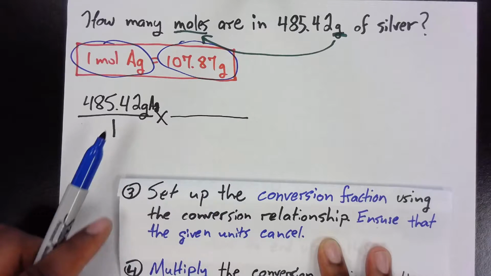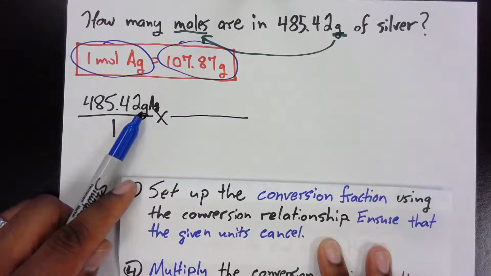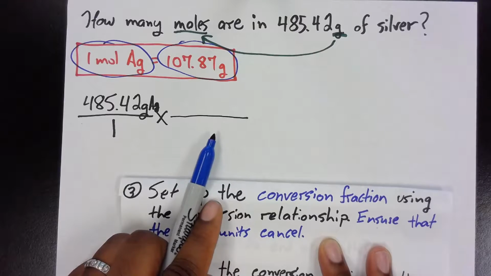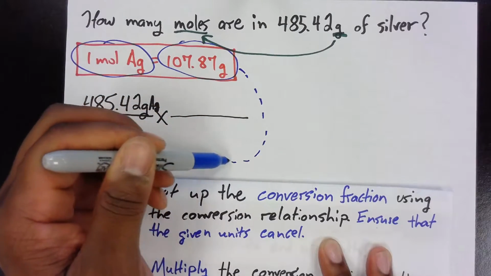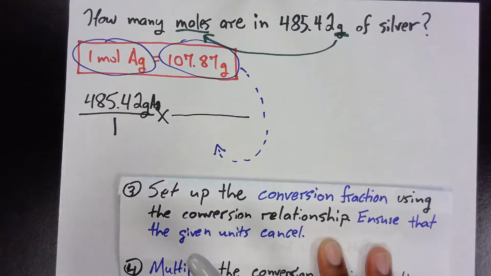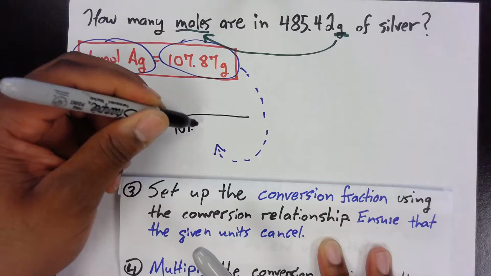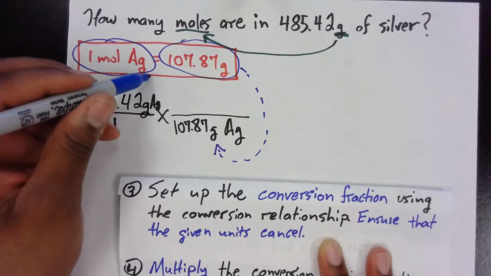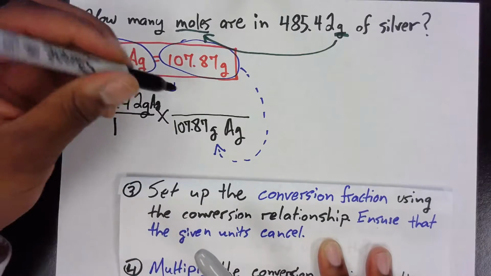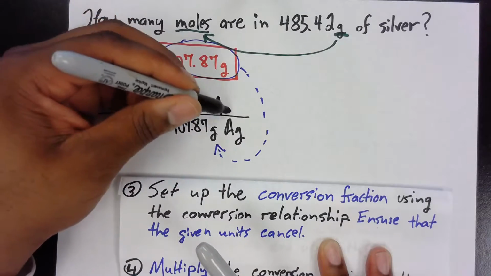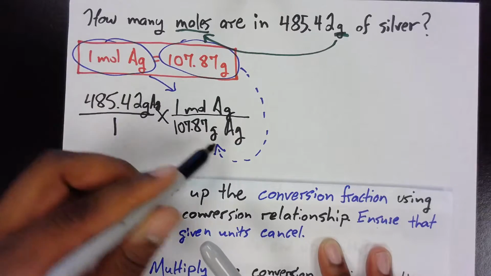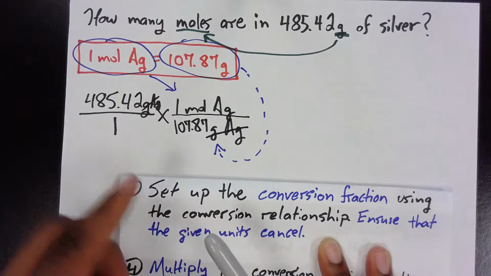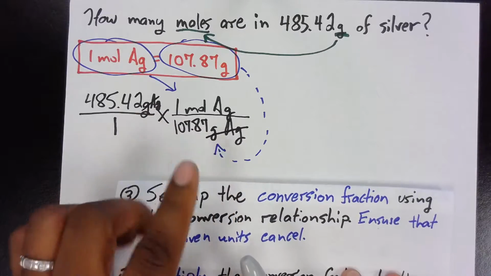What goes where? Well, I have grams up top over here, and therefore, if I want grams to cancel, I need to put grams on the bottom down here. So I am going to take this 107.87 grams of silver and put it on the bottom. And that leaves me with 1 mole of silver on top. And now that I have grams on top and grams on the bottom, grams cancels, the unit cancels, and that's what we want because we want grams to cancel so that we can convert from grams to moles.